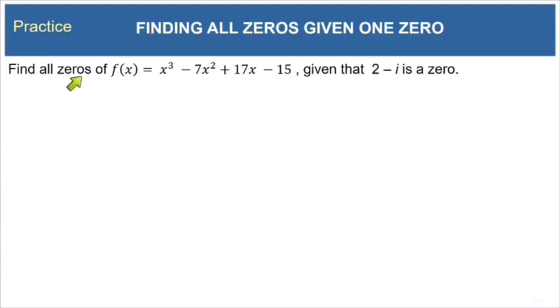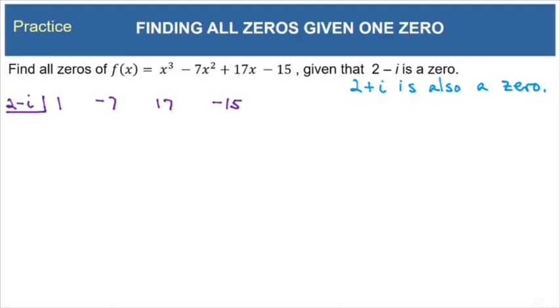So this says find all the zeros of x to the third minus 7x squared plus 17x minus 15, given that 2 minus i is a 0. Okay, well first off, if we know that 2 minus i is a 0, then we also know that 2 plus i is a 0. And from the number of zeros theorem, we know that there can only be up to 3 distinct zeros for this polynomial. We already have 2 of them, so we'll just be finding 1 at the end to make the total of 3. So let's go ahead and set down our coefficients, and we'll put 2 minus i in the box.